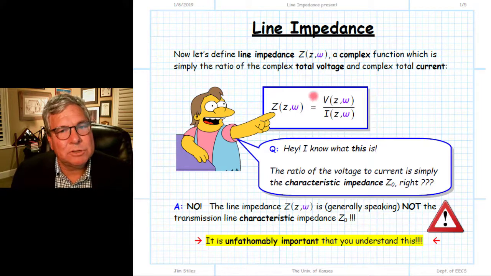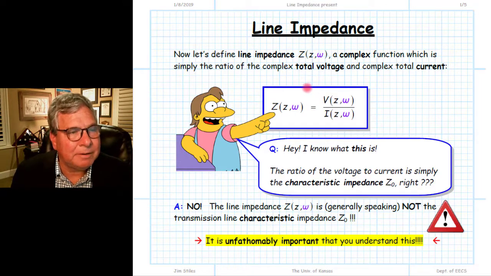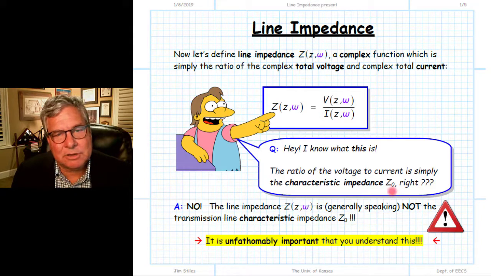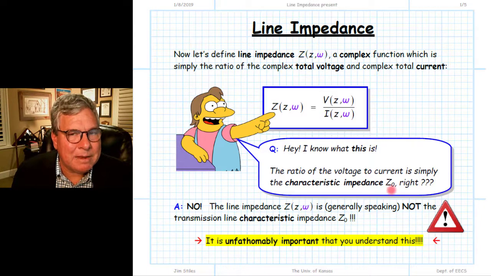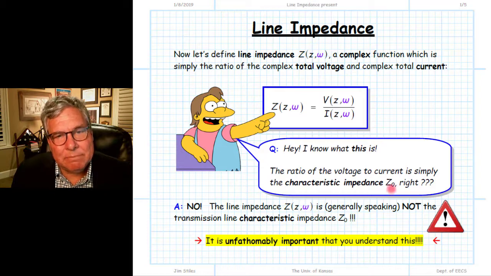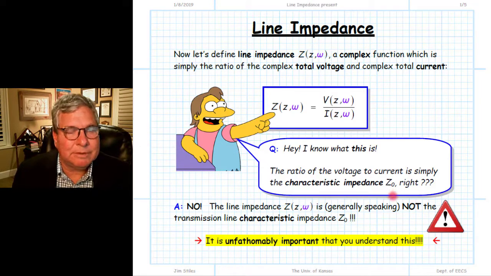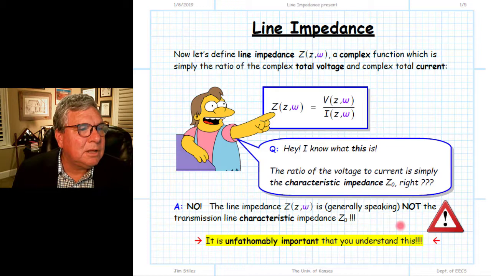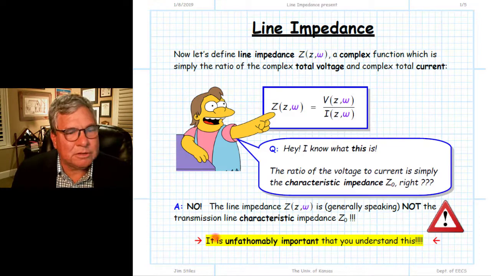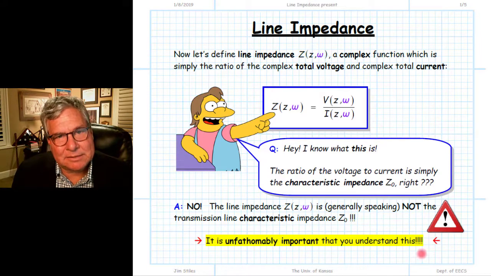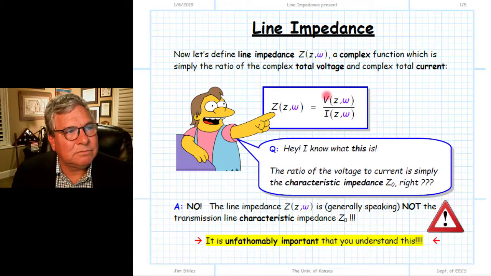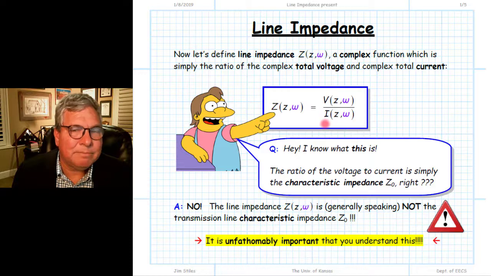Now, here's the problem. Students oftentimes will tell me repeatedly throughout the entire semester that the ratio of the total voltage to the total current is the characteristic impedance, Z0, of the transmission line. And again, that could not be any more incorrect. It's wrong. It's very important that you understand the characteristic impedance is not the ratio of total voltage to total current. It's not even close to being that value.